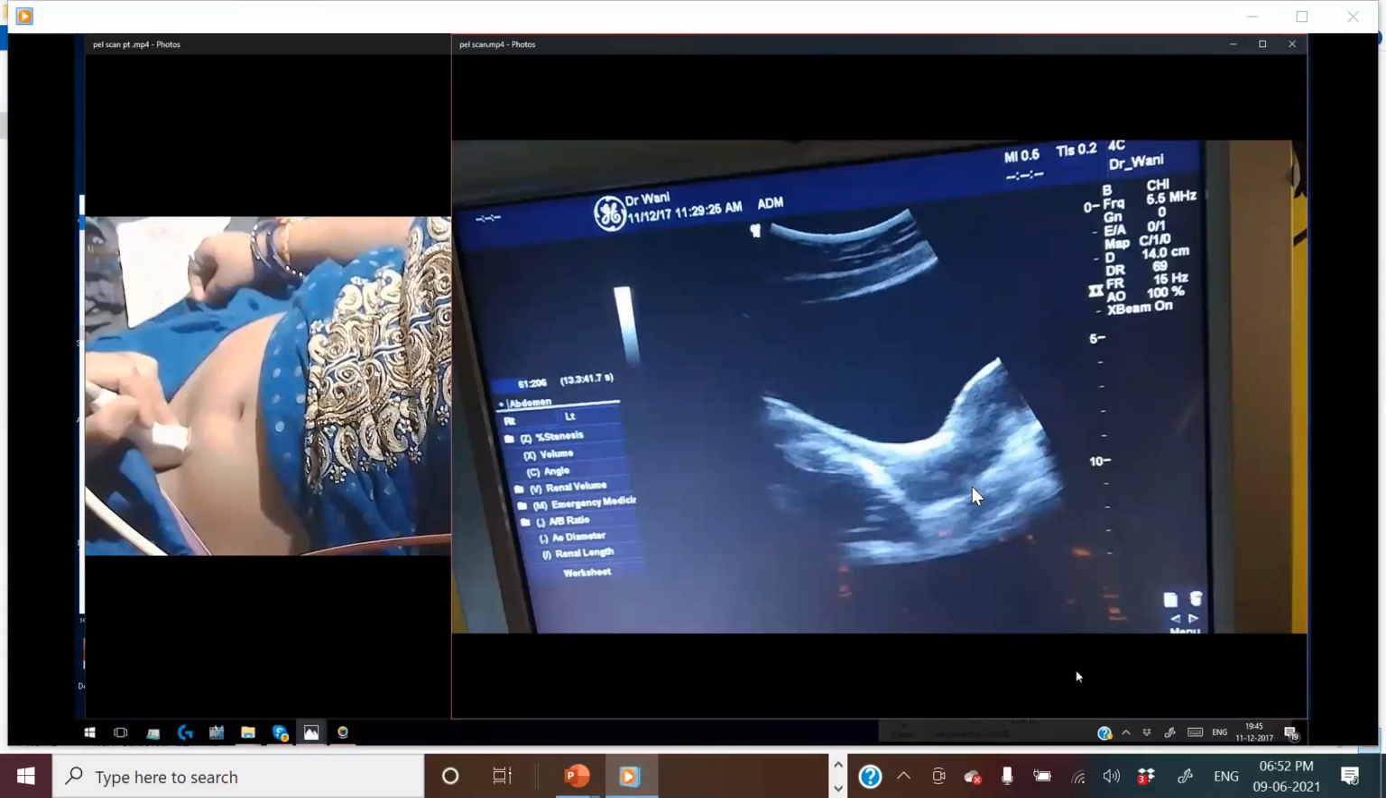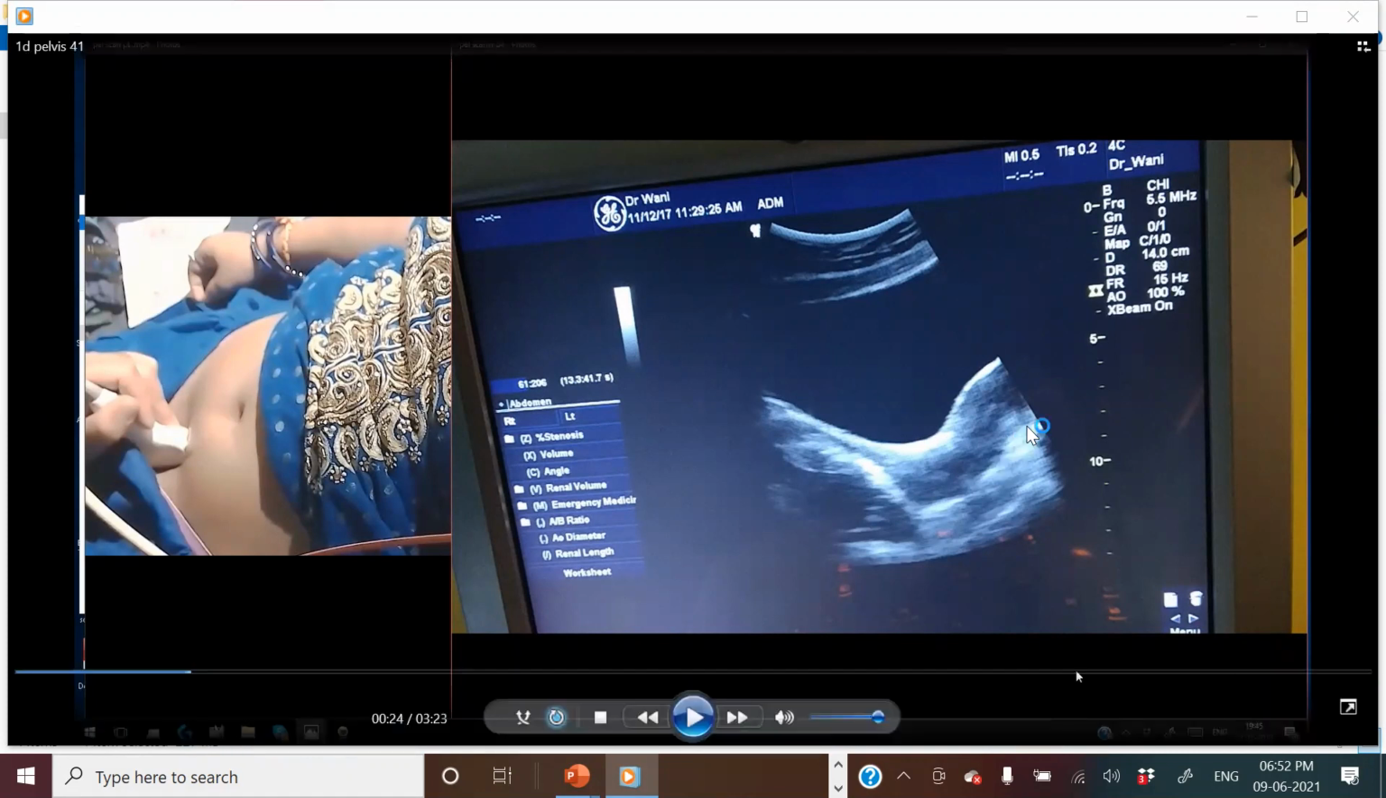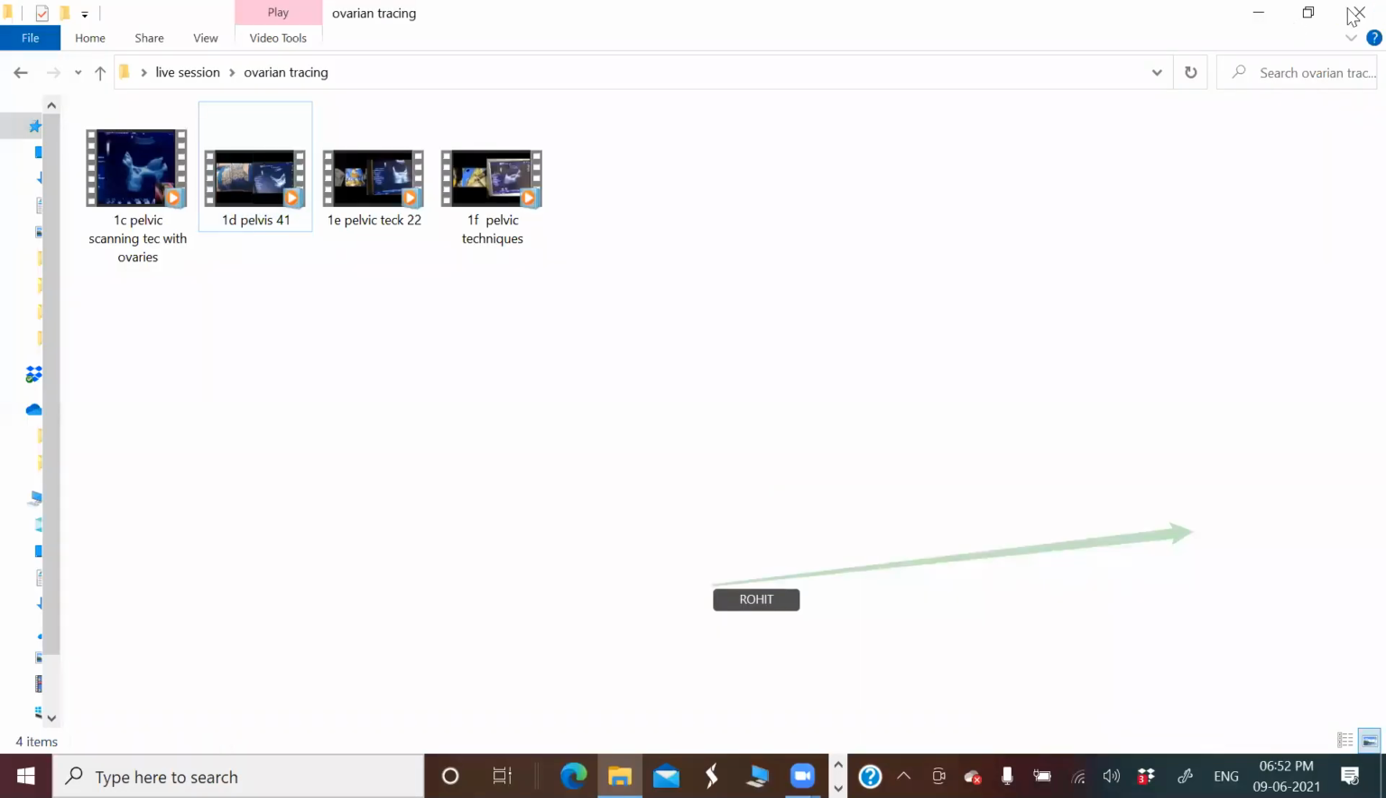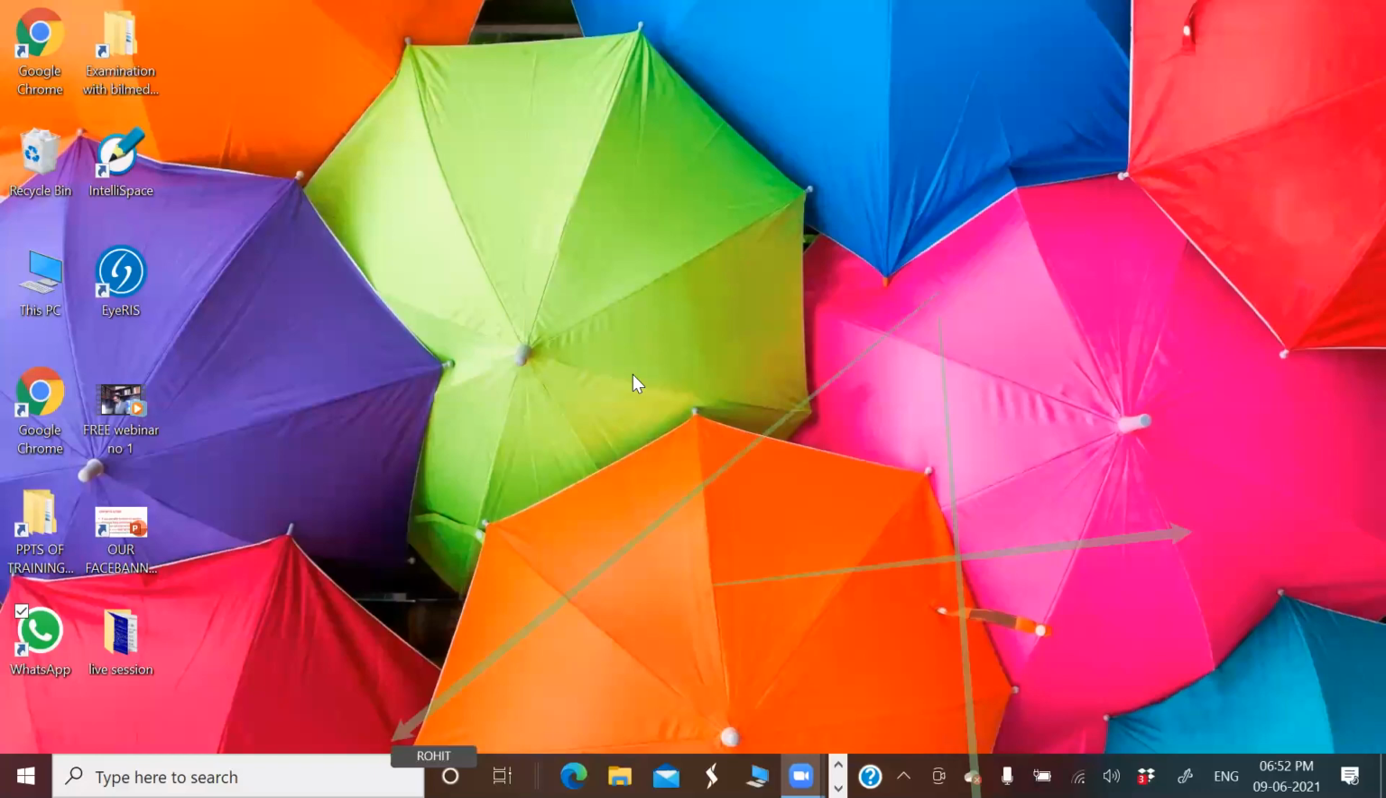So you have to do more longitudinal sweeps. If the ovary is in the posterior wall, then you will find it near the cul-de-sac. So this way you are doing these scans, and this was all about the 3 questions which we have discussed over probably 1 hour.